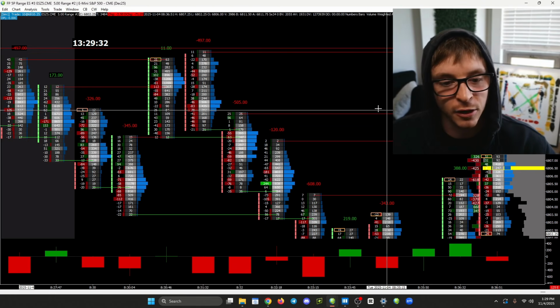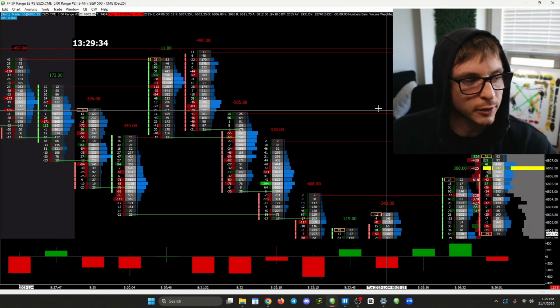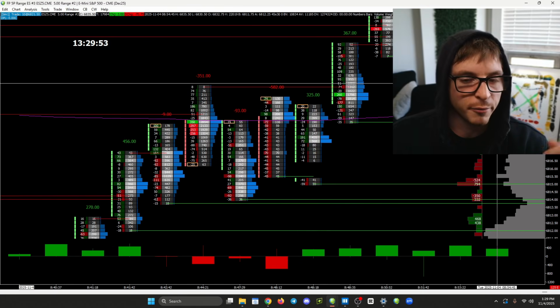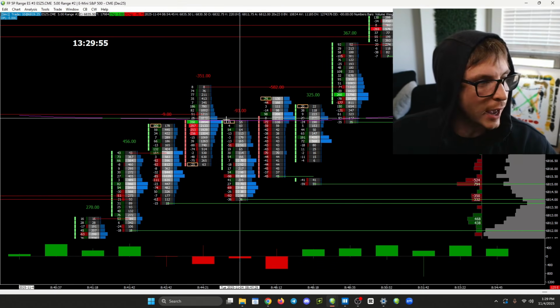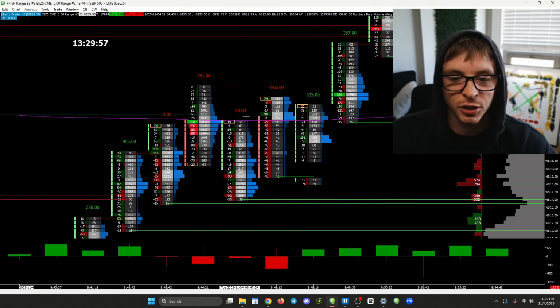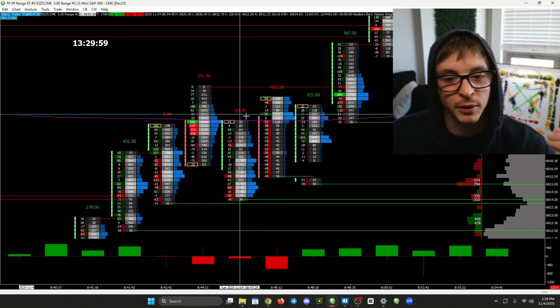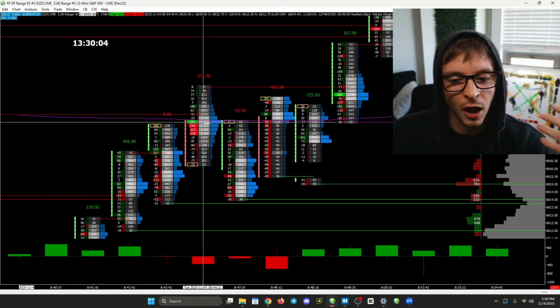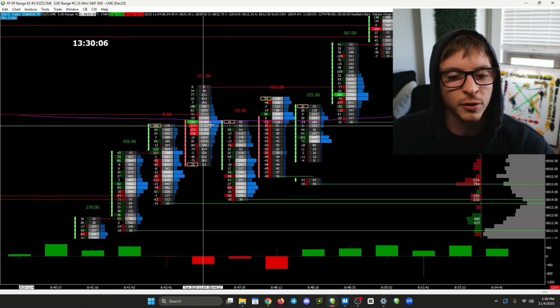That being said, there are things that you can see a lot more clearly on a footprint chart that are less clear on Bookmap. The main thing being you can see exactly where the transactions occurred a lot clearer. Yes, you can see this on Bookmap, but this cluster right here is going to be a lot harder to really visualize on Bookmap than on a footprint.